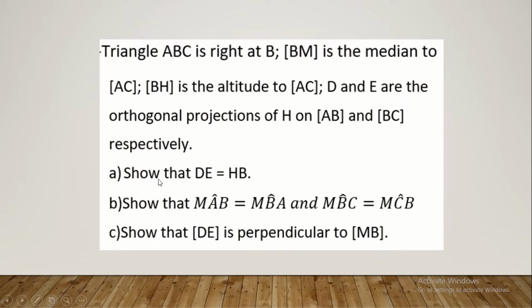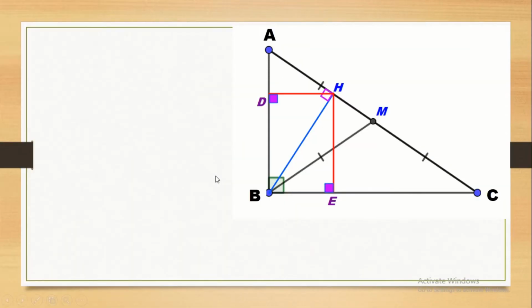Well, now in part A, show that DE equals HB. Before solving any problem in geometry, we should think what each line represents here. When they ask us to prove that two lines are equal or perpendicular, we should think what do they represent in the figure. If you note that BH is a diagonal in what? In a rectangle. Yes? And DE is also, if we join it, it will be the second diagonal. Two diagonals in a rectangle should be equal.